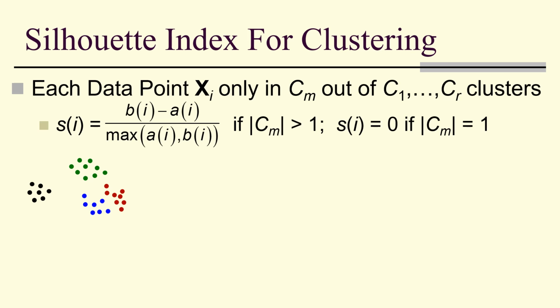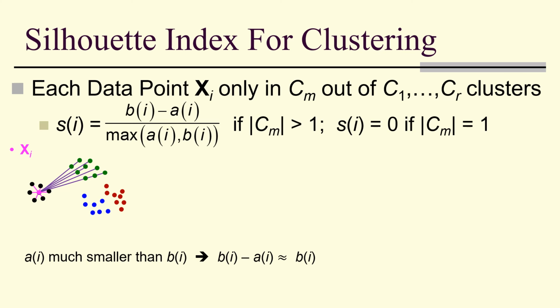So here's some kind of a set of data in clustering. Suppose we look at this point in the middle of one of the clusters. Then a sub i is the average distance to other points in the cluster, and it's much smaller in this case than b sub i, which is the distance from our given point x sub i to the nearest cluster other than the one we're in. So if a sub i is much smaller than b sub i, then b sub i minus a sub i is approximately b sub i, and therefore the silhouette index is approximately b sub i over b sub i, which is 1.